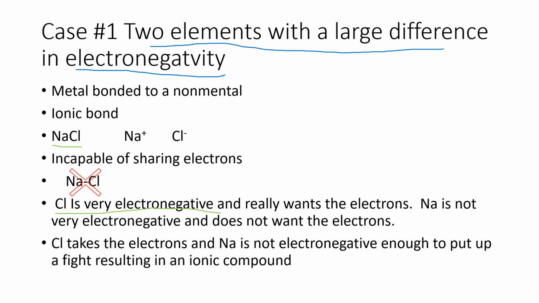That means we can't share electrons. If we can't share electrons, we're going to get an ionic compound. So that's what we're looking at when you have a big difference in electronegativity, just like we would see with metals and nonmetals.